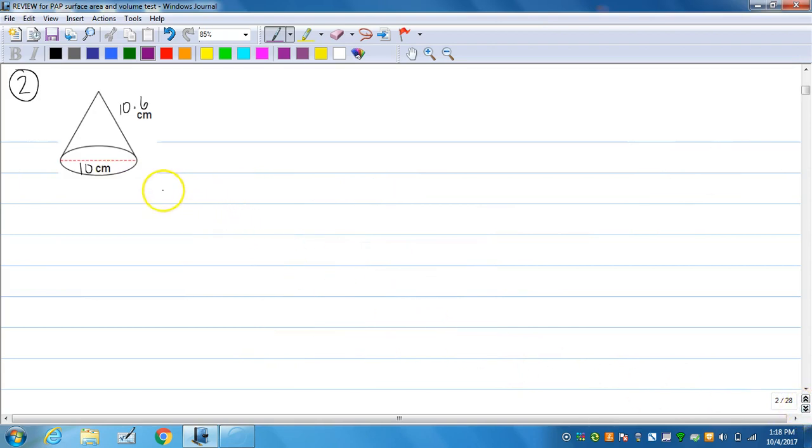Number two is another cone. So the same exact formula, pi r l plus pi r squared. This is the diameter. I want half of that. So half of 10 is 5. So 5 is my radius. This is my L. That is my slant height.